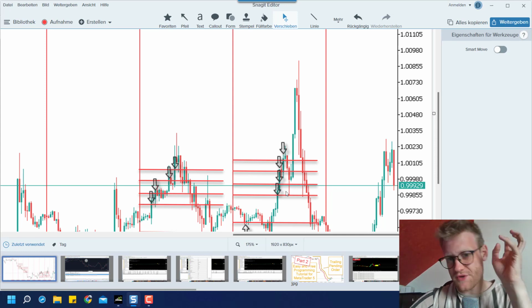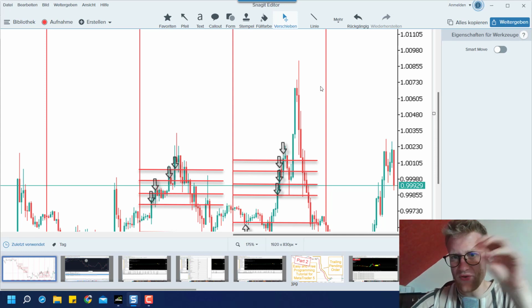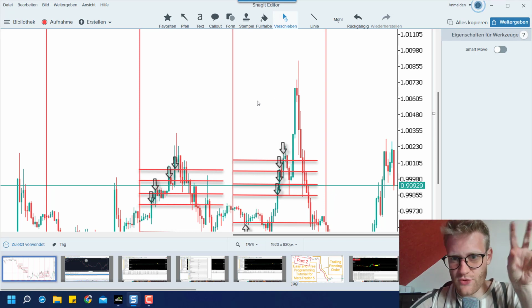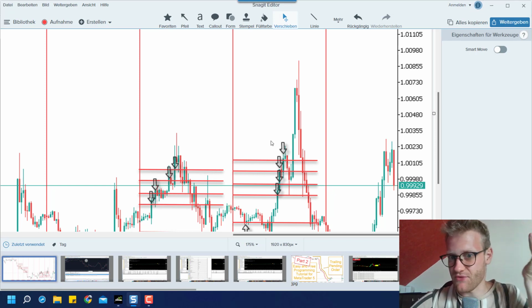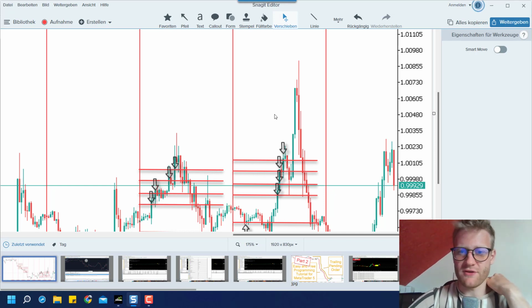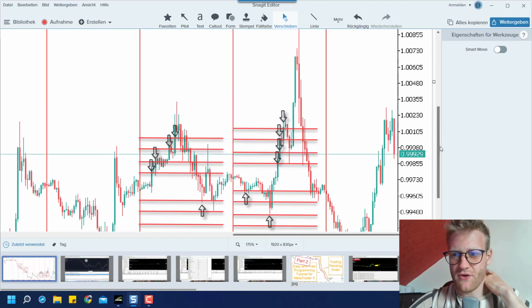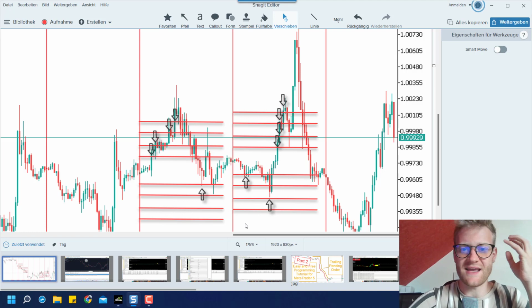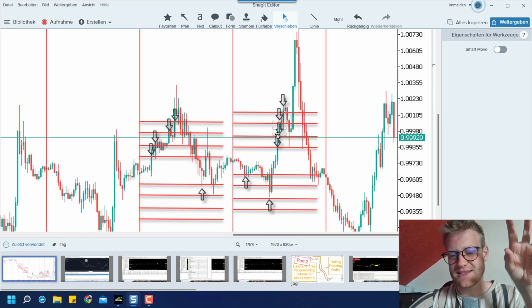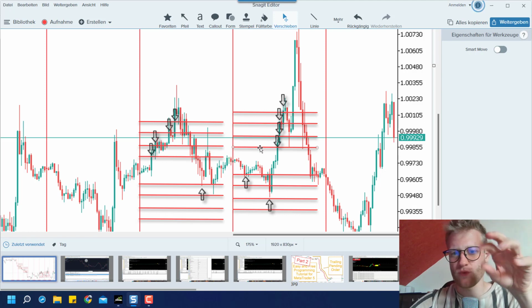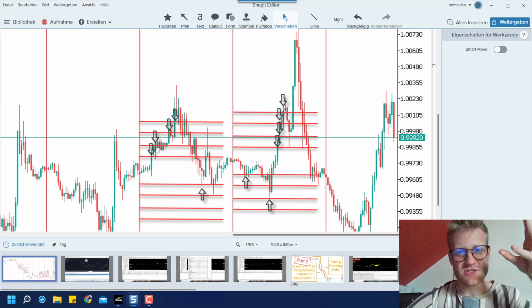So we could say, for example, that we have one fixed stop loss for all of these trades, or every trade could have a different stop loss. I mean, there are a lot of possibilities. Same for the position size. We could say that every line has the same size, like 0.1 lots, or we could say that we start with a big position, or we end with a big position. So this is also something to think about.